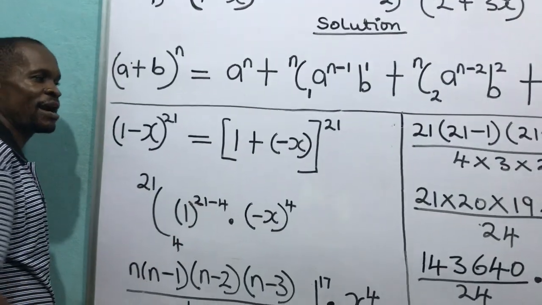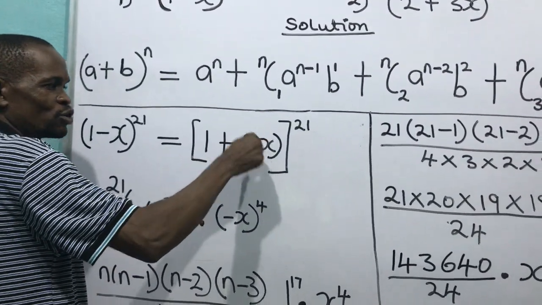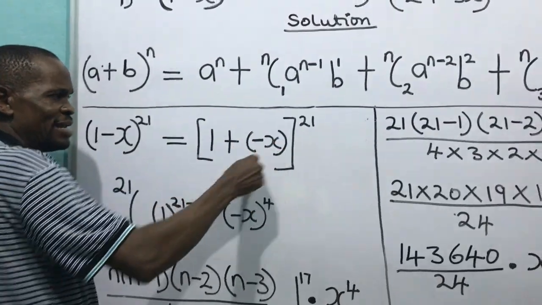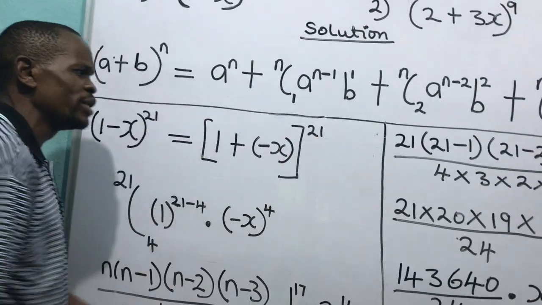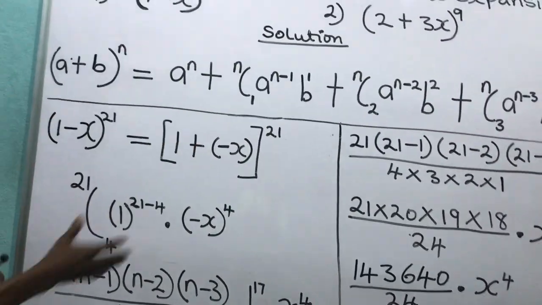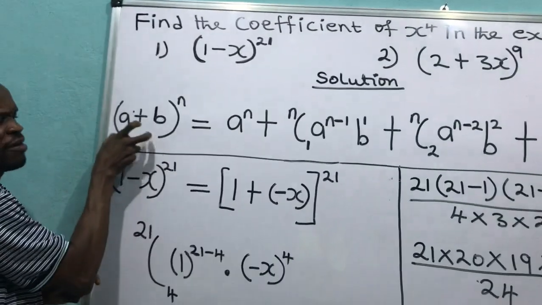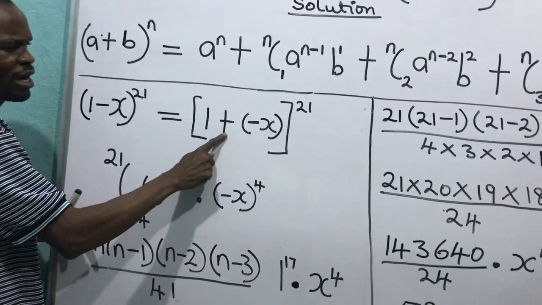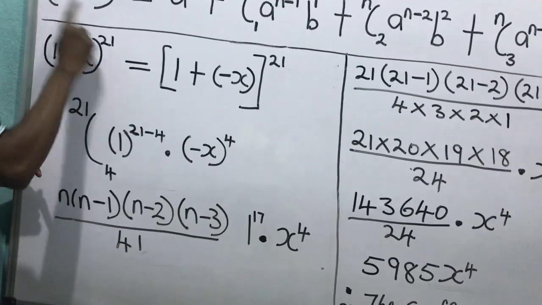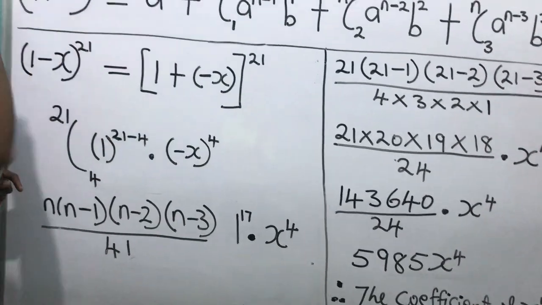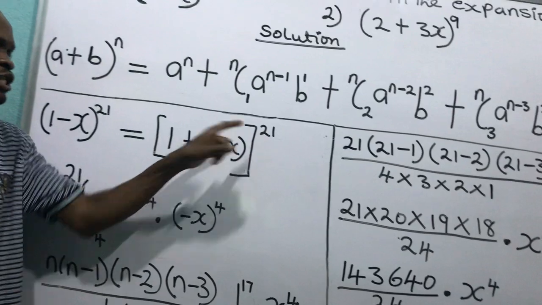X is the owner of the minus. Then I put minus X, you see what I did here? And all raised to power 21. By doing this, I have put this in binomial format. Look at the plus: this one is A, and this minus X is B. Then n is 21.